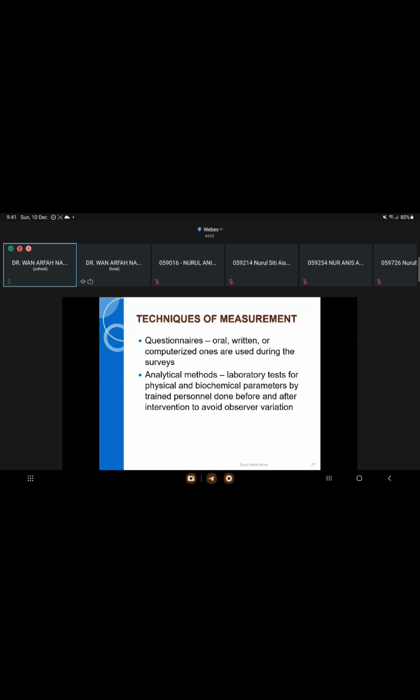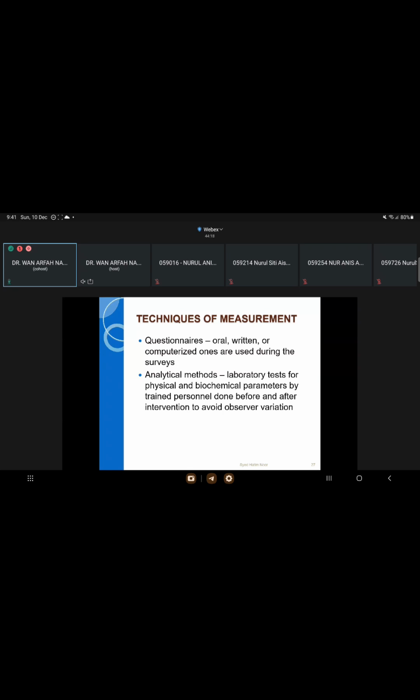Okay, so techniques of measurement can be as simple as a questionnaire. You can do an interview, or you can use analytical methods, for example lab tests for physical and biochemical parameters. So this one is like the blood parameters.